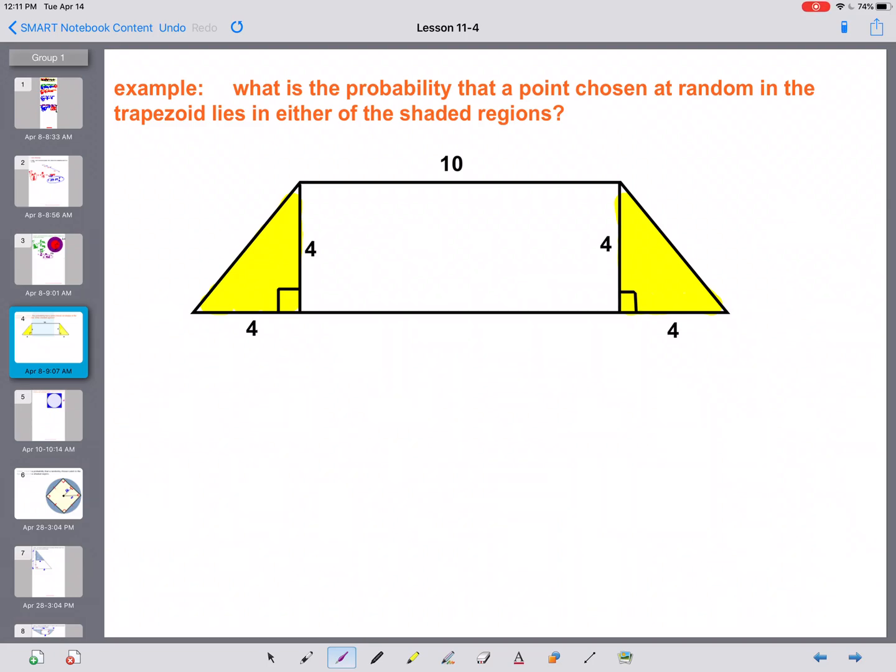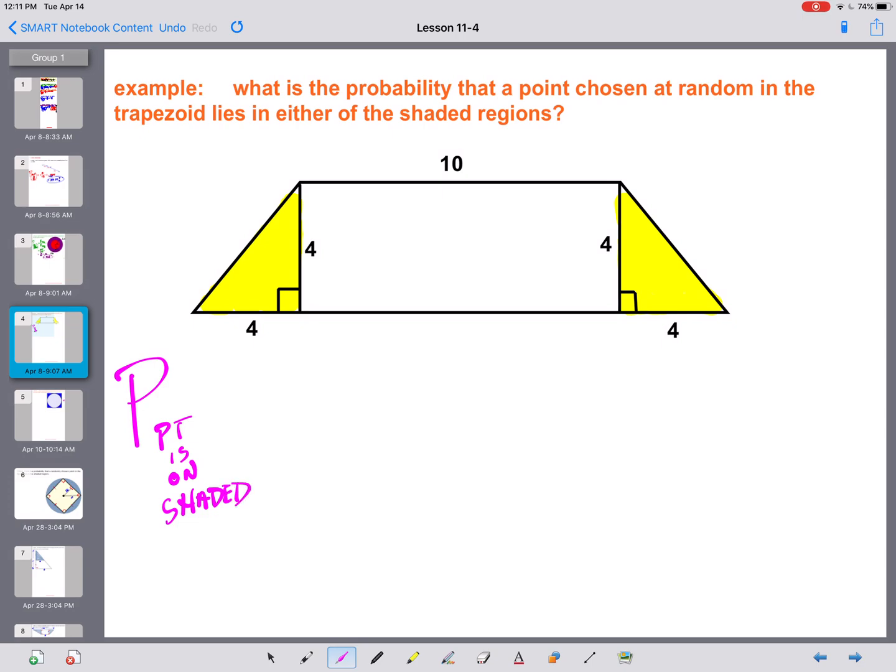This is part 2 of Geometry Lesson 11.4. Let's look at this one. We're looking at what's the probability that a point chosen at random in the trapezoid lies on the shaded region. The big shape is a trapezoid. So let's write it down like this: the probability that our point is on the shaded region.